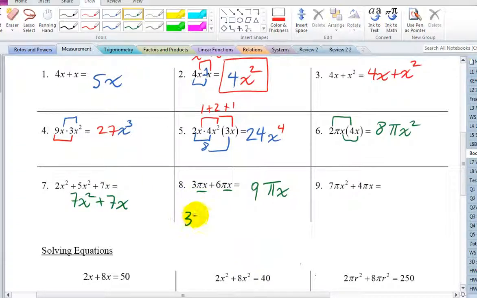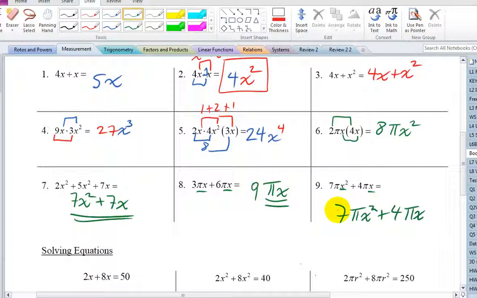No, only if you had 3 pi x squared plus 6 pi x squared. Then you could combine them to get 9 pi x squared. When you're adding, these will not change. That's right, that's just like this example. You can't combine them because they're different. So it's 7 pi x squared plus 4 pi x. They're different terms. You need to know the difference between like and unlike terms.